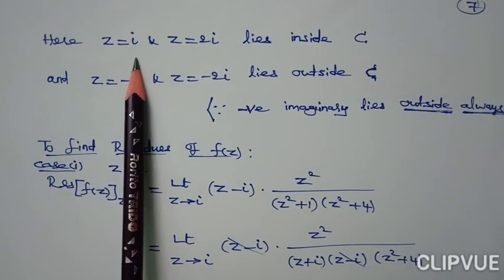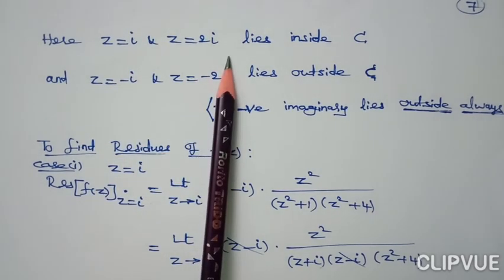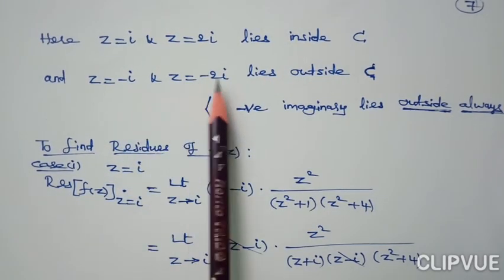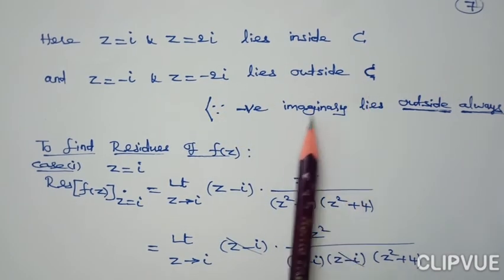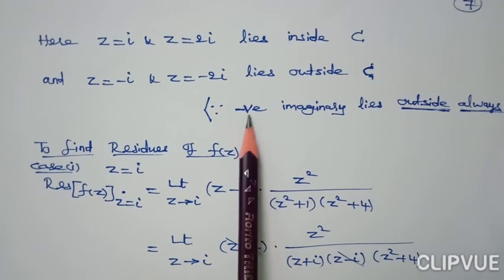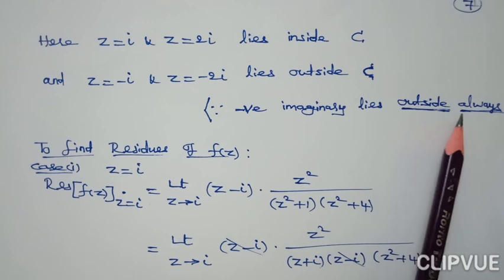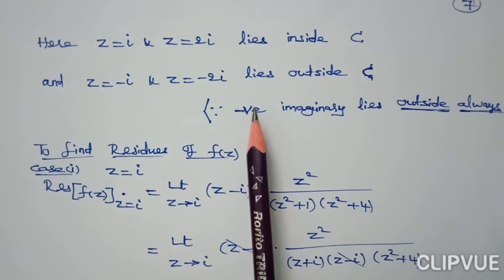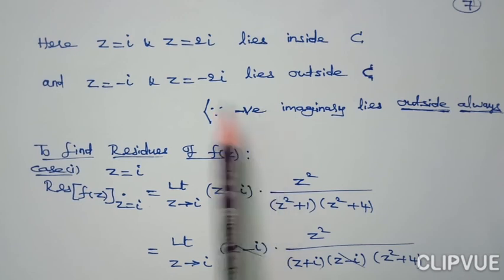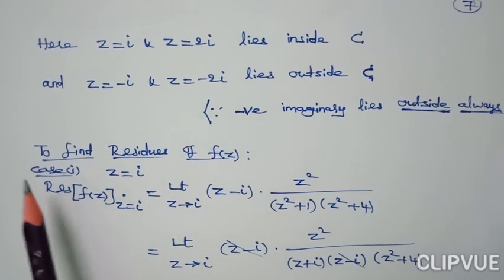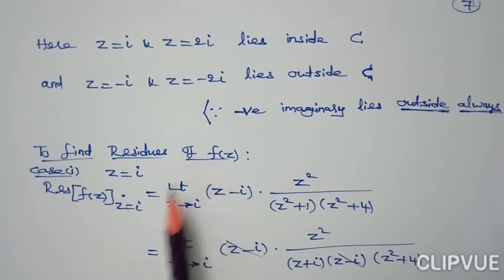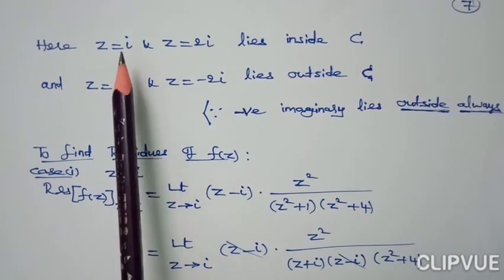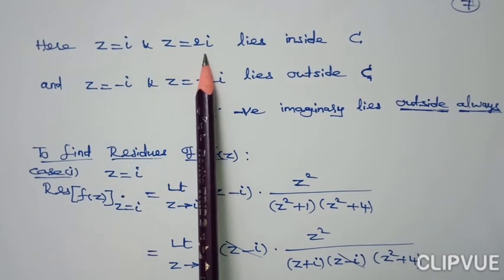Therefore z equal to plus 2i and z equal to plus i lie inside C, and z equal to minus i and minus 2i lie outside C. I gave you a hint here: if the imaginary part of the point is negative, it always lies outside. You need not check. How to find the residue? It's again the same process. Now we need to find the residue for two points, z equal to i and z equal to 2i.